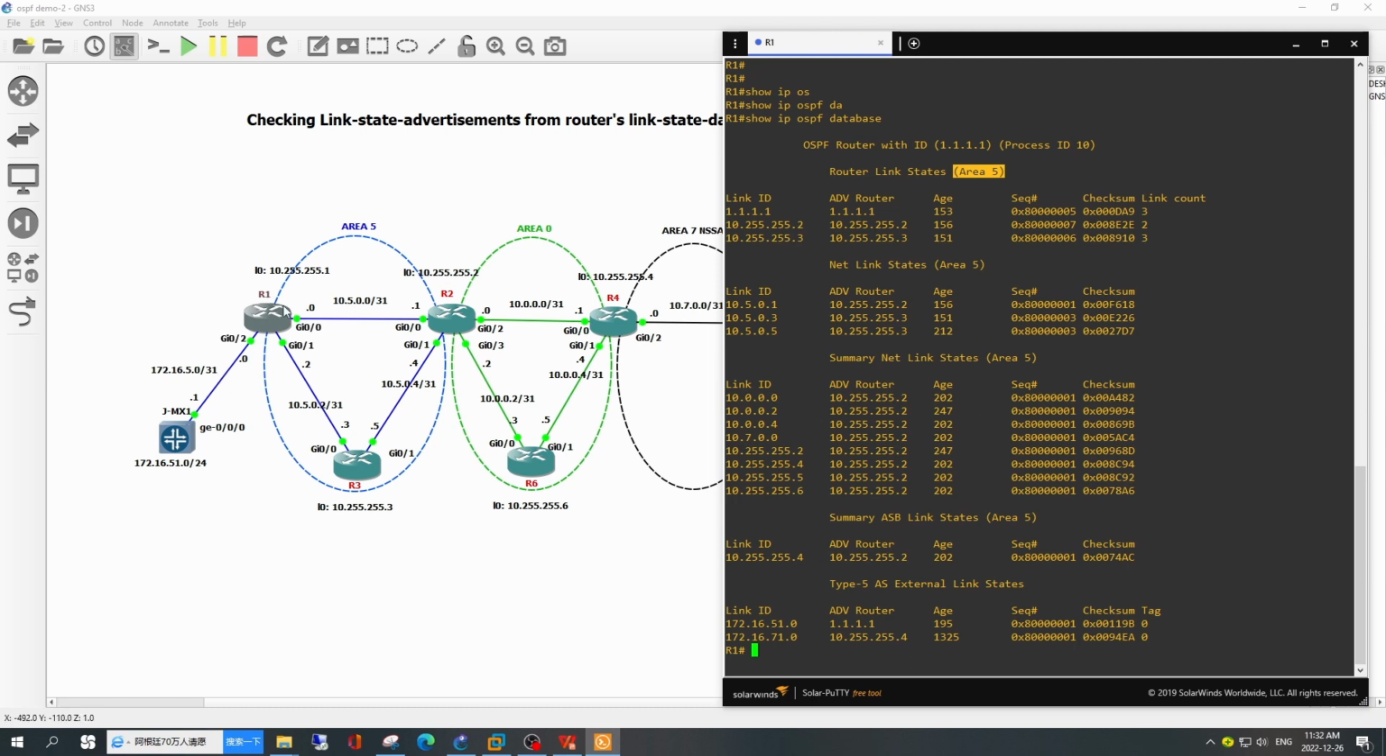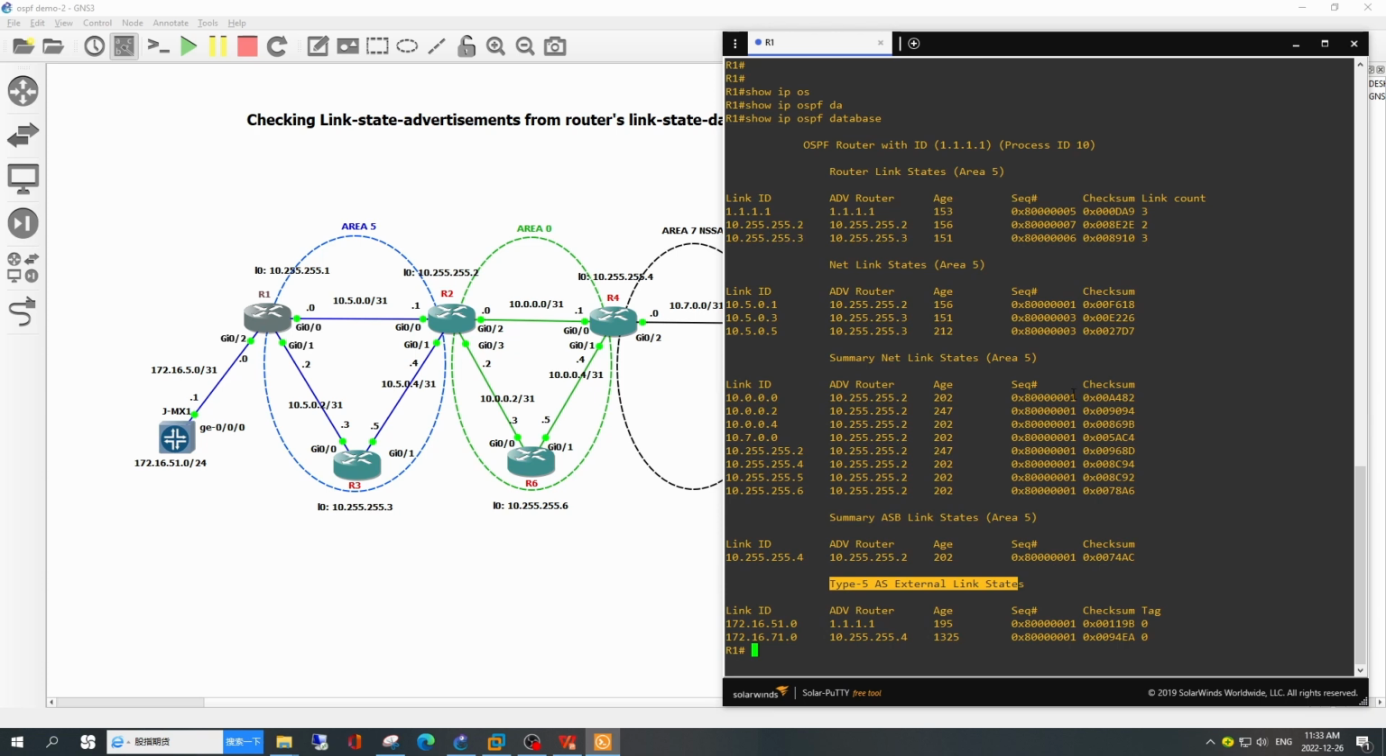Since R1 only belongs to area 5, if you know each type's name, you will know what this means. The first, Router Link States, means type 1. Net Link States means type 2. Summary Net Link States is type 3. Summary ASB Link States is type 4. And here is type 5, called AS External Link States.